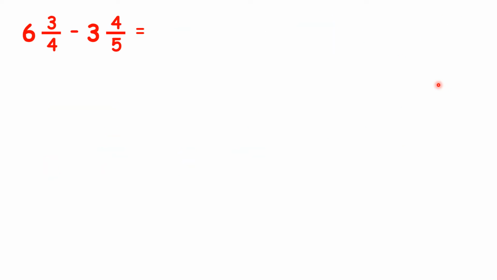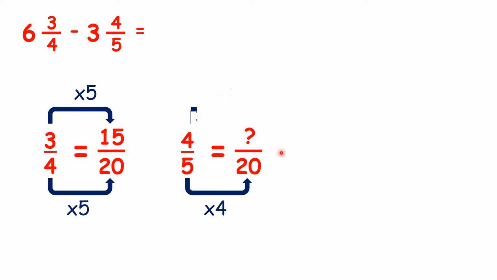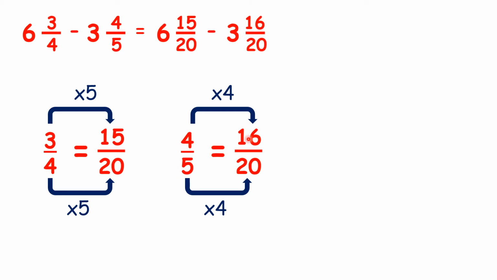So now pause the video and try 6 and 3/4 minus 3 and 4/5. We need the denominators the same, so let's change both fractions into 20ths. So now we can rewrite our question: 6 and 15/20 minus 3 and 16/20.